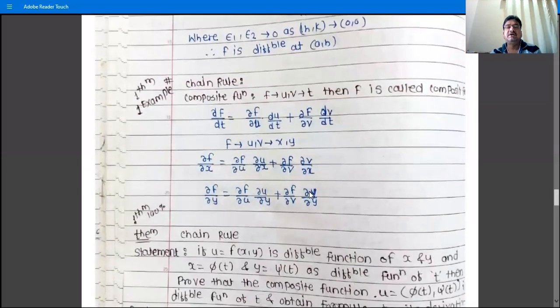Next topic is chain rule. The definition of composite function. Suppose f is a function of u and v, and u and v are functions of t. Then f is called a composite function of t.